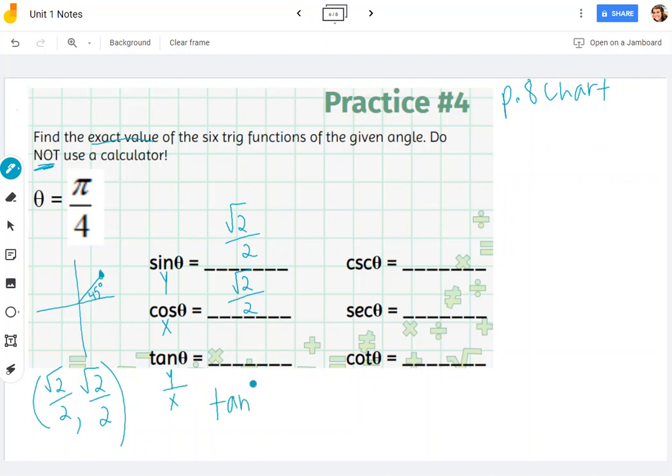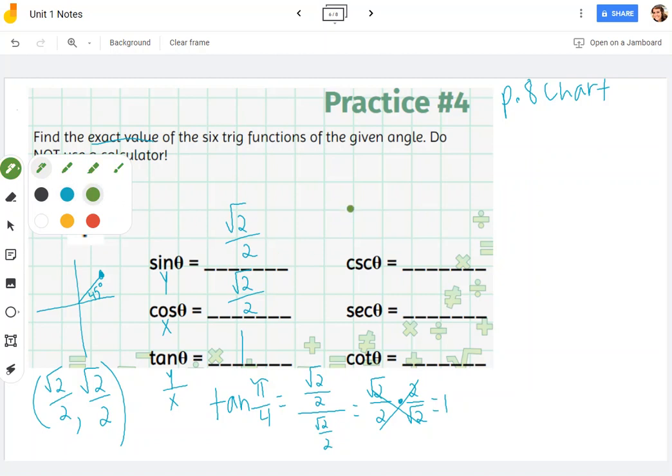So tan of pi over 4, I can do rad 2 over 2 divided by rad 2 over 2. That's the same as rewriting it by multiplying by the reciprocal of the bottom fraction. And in this case, everything cancels, so we end up just getting 1.